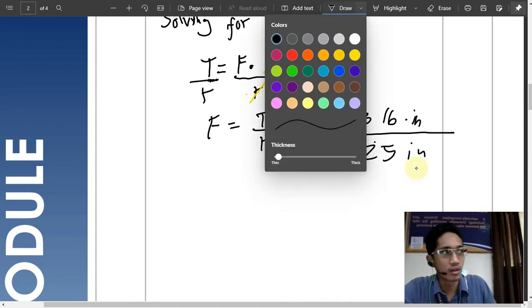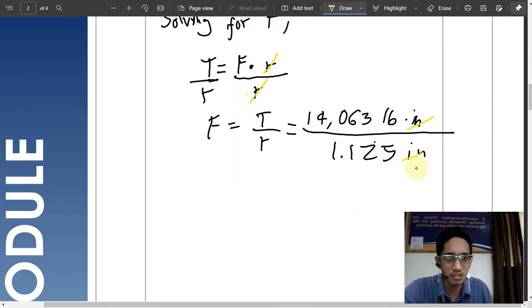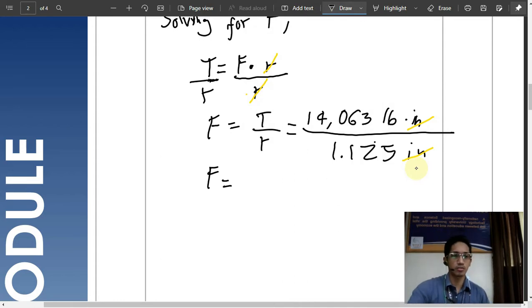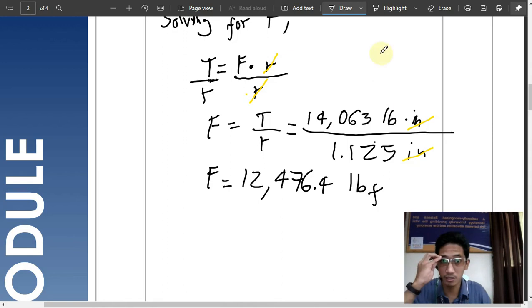What we have in common here is inches. Cancel out inches: inch over inch is 1. What remains is pounds, which is pound force. Thus, our force is equal to, if you have a calculator, please compute it. Time's up. So the answer is 12,476.4 pound force.